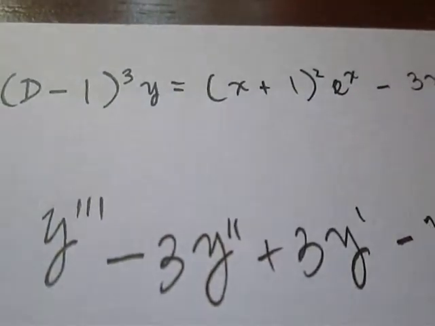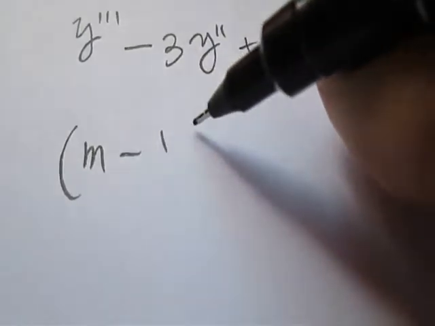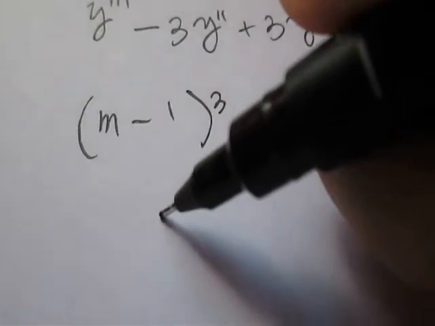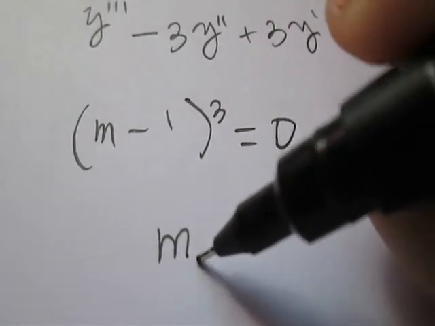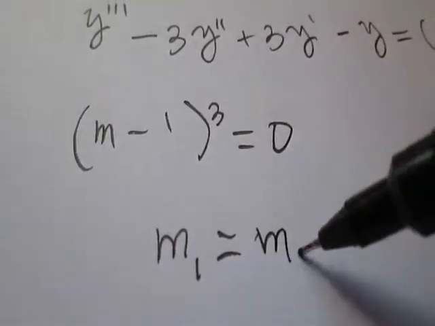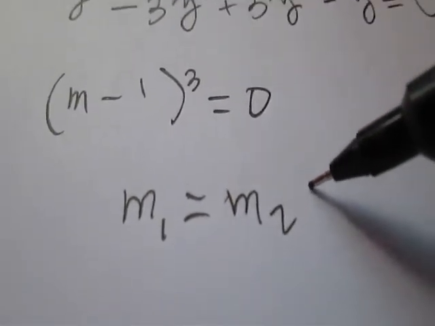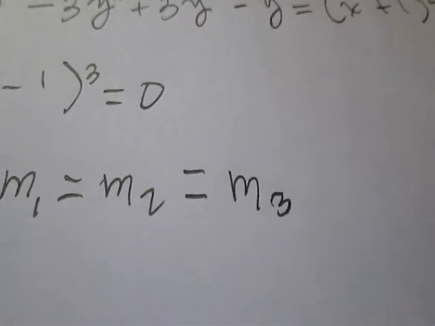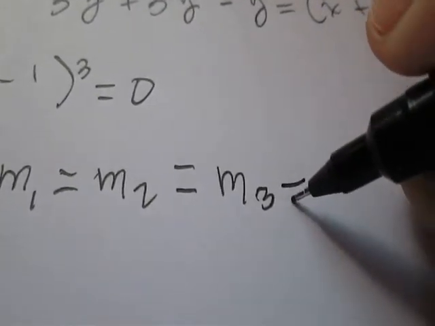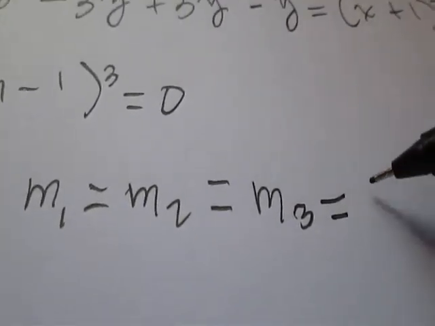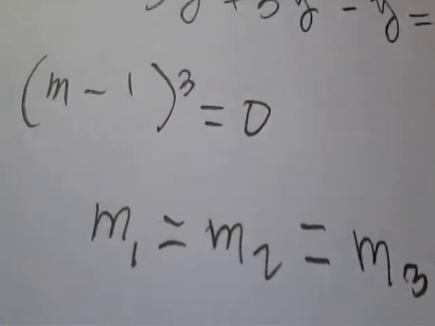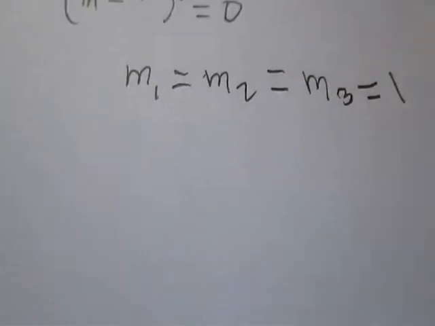As we can see here, we can now get our m. So we have (m minus 1) cubed equals 0. So we have m1 equals m2 equals m3, which is equal to 1. So we can now get our y complementary.